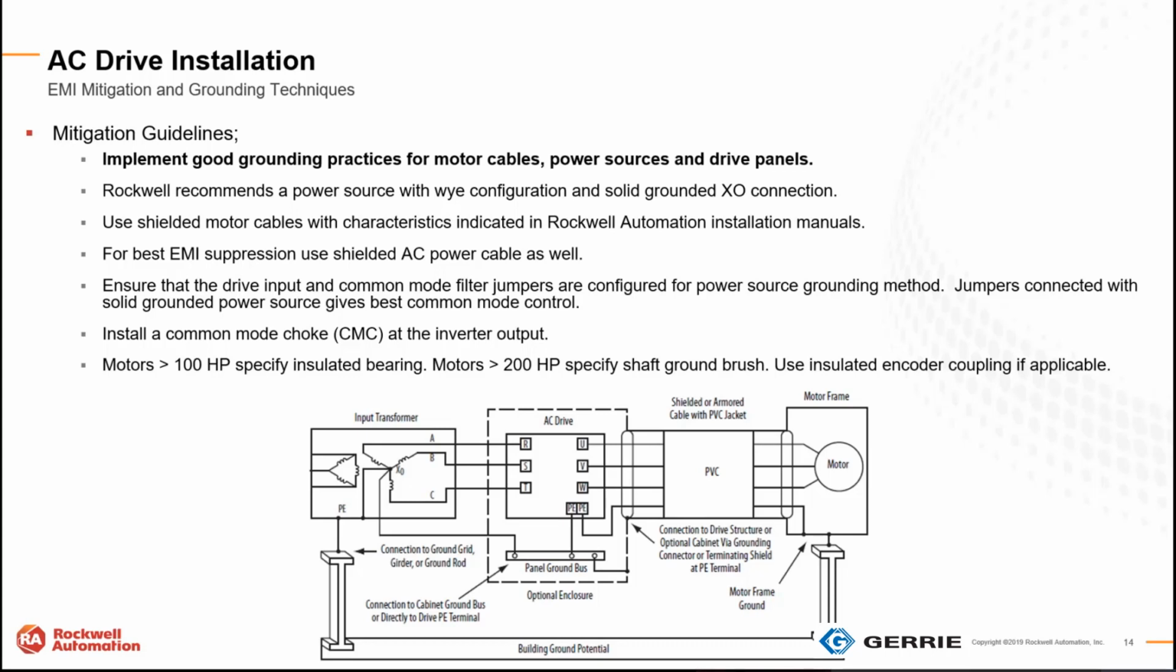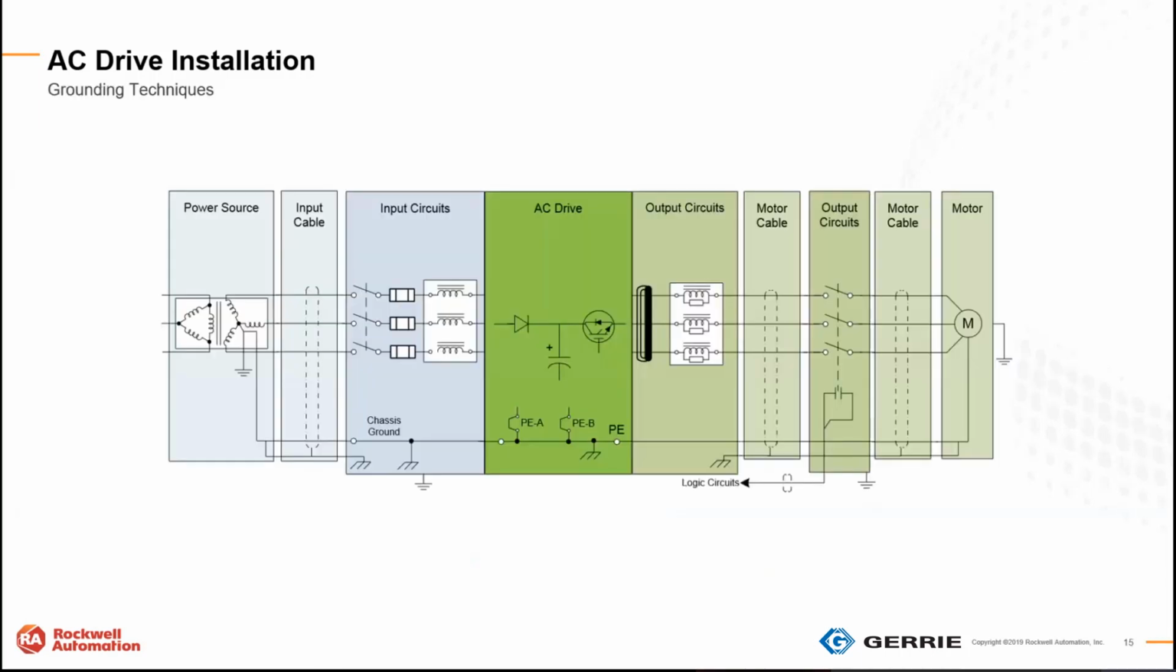We do run across some shaft ground brushes, just to get those induced currents off of the rotor and back into a ground. We just pick them up off of the actual shaft itself with a very, very simple brush. Usually we see that at the medium voltage level quite often, but at 200 horsepower and greater, we often see that too. So just some different scenarios to clean that up.